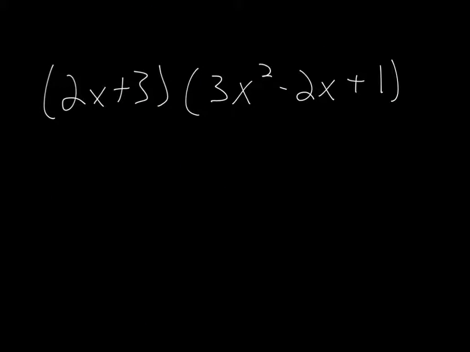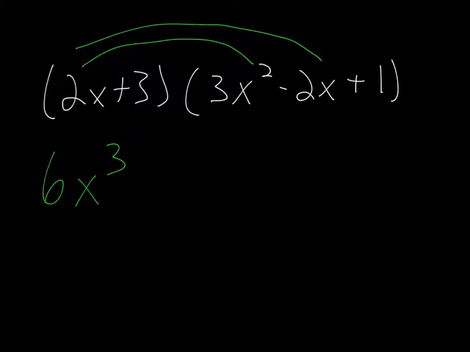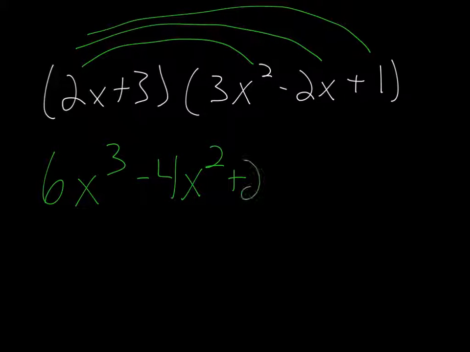Go ahead and hit pause and try this one out on your own. Alright, so I'm assuming you tried this on your own now. So we are going to just distribute. 2x times 3x squared will be 6x cubed. We got 2x times negative 2x is negative 4x squared. And then 2x times 1 is 2x.